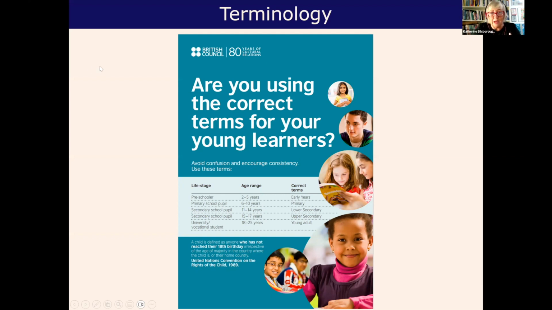Then we go through to primary age, 6 to 10, and that's primary. Sometimes this is broken down into lower primary and upper primary, okay, depending. Then we have secondary from 11 to 14, which is lower secondary, and secondary from 15 to 17, which is upper secondary. And then we have university students 18 to 25, which is young adults, and in some contexts still considered to be a young learner. So that's the first thing I think to consider.